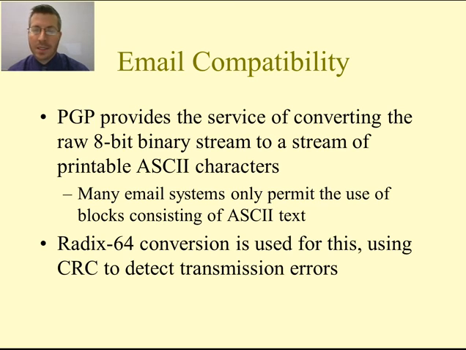use of PGP, since I told you a lot of how PGP is used is through email communication, is that PGP provides the service of converting the raw 8-bit binary stream to a stream of printable ASCII characters. When we're encrypting and zipping and hashing, we're actually dealing with raw 8-bit binary values, not necessarily ASCII characters. Most email systems need the text to come as ASCII instead of this raw binary stream. So Radix 64 is an algorithm used for converting between this binary stream and ASCII characters.